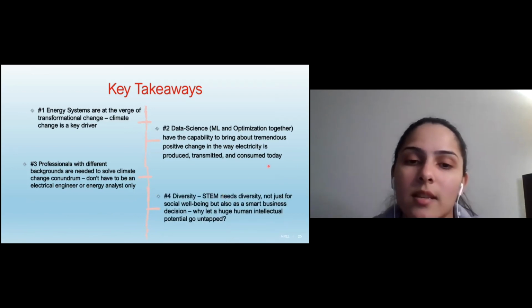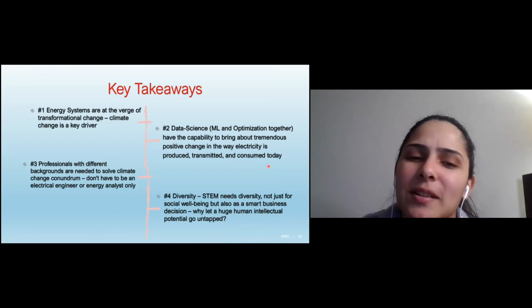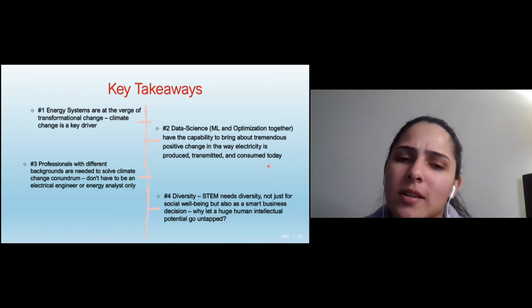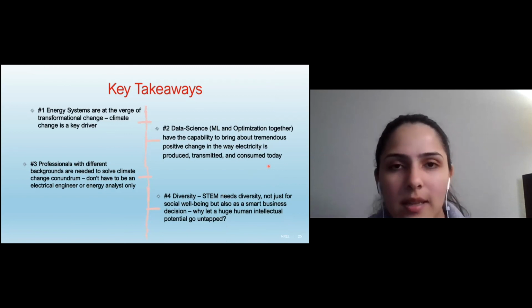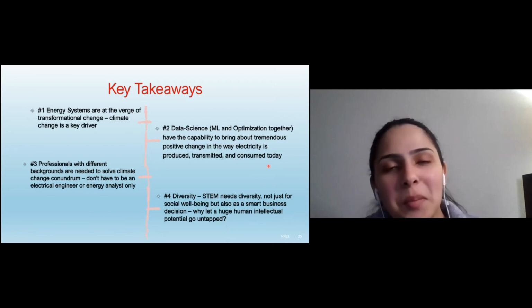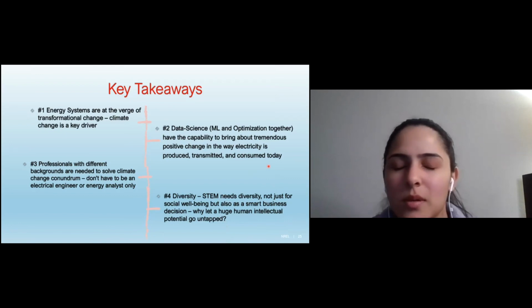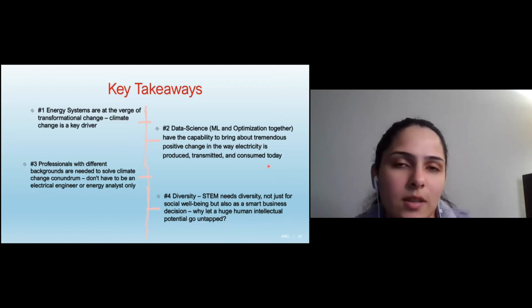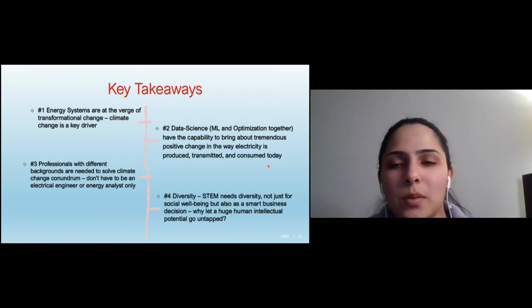And last but not the least, diversity. I think I have discussed it just a few minutes before, but I feel that there is a huge human intellectual potential. It's the human brain, and if there is willingness within the human being, then from a business point of view, it's a loss that such human potential is not getting tapped within the STEM field because diversity is not getting celebrated. There are lots of efforts happening, and things are changing, and hopefully they'll change faster and we'll see more and more diversity as we go.